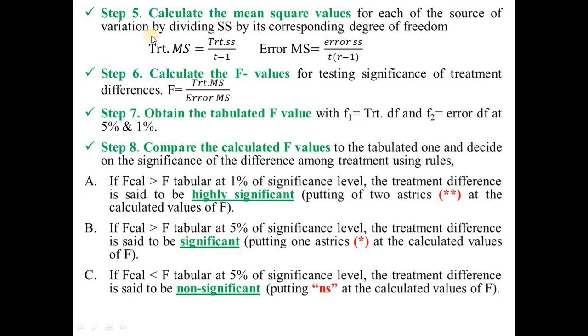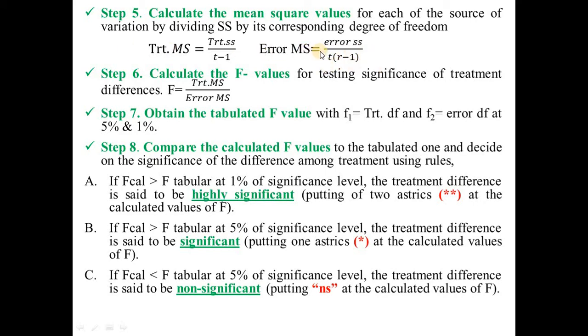So this is the fourth step, and the fifth step is calculating the mean square values for each source of variation by dividing each sum square value by its corresponding degree of freedom. For example, for treatment mean square, you divide the treatment sum square value by its degree of freedom, that means t − 1. Whereas the error mean square is obtained by dividing the error sum square value by its corresponding degree of freedom, that means the error degree of freedom, t(r − 1) in case of CRD.